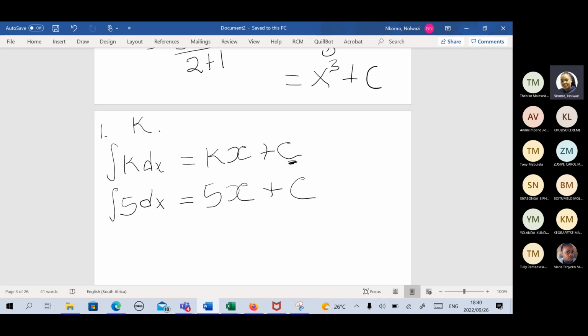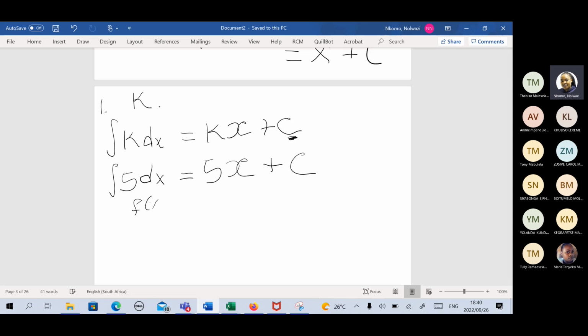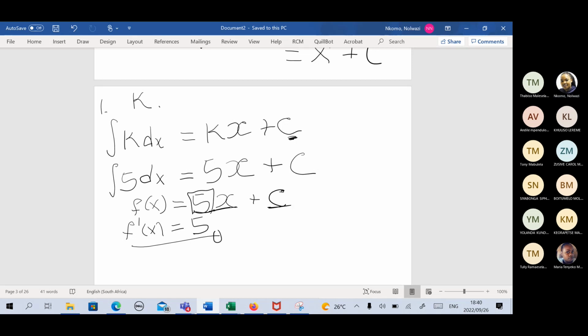Remember, again, integration is a reverse process of differentiation. If we have f(x) equal to 5x plus c, and we are asked to find the derivative, the derivative would be just 5, right? Because if we differentiate 5x, then you get 5, and if we differentiate the constant, you get 0. Meaning if we integrate this 5, we should go back to here. So if you integrate a constant with respect to x, you multiply that constant by x, then you add a constant of integration.